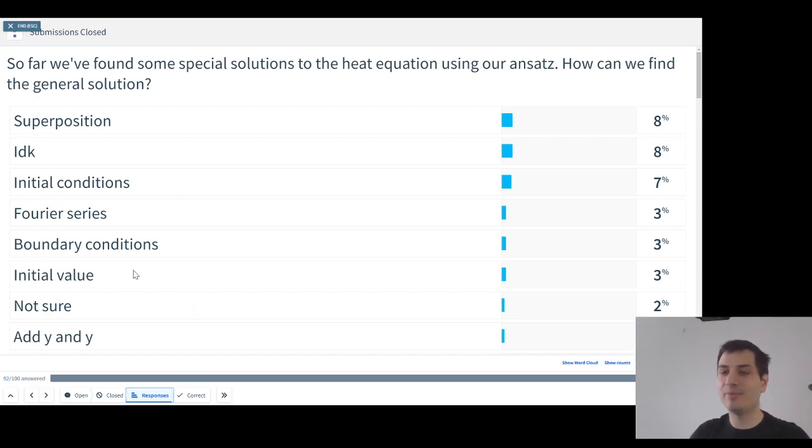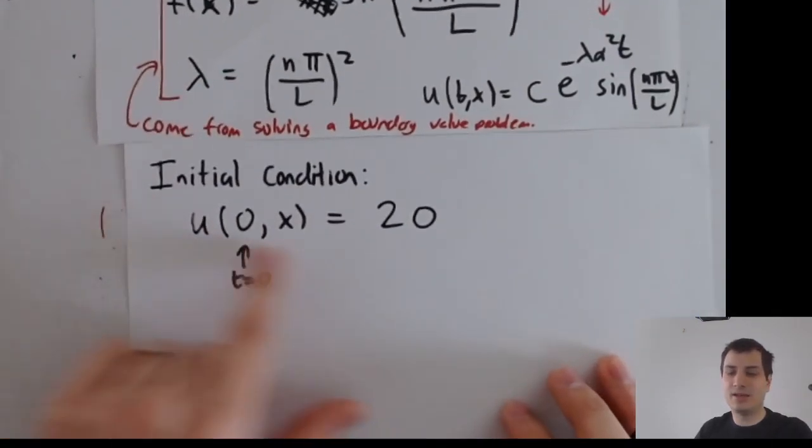So actually the problem that I want to solve, and I'm going to solve in a minute, I haven't told you the initial condition yet, but the initial condition that we want to solve for will be some function. So for example, someone will say u at time t equals 0 at x is equal to 20. This is the problem that is in the textbook. So this will be the initial condition.